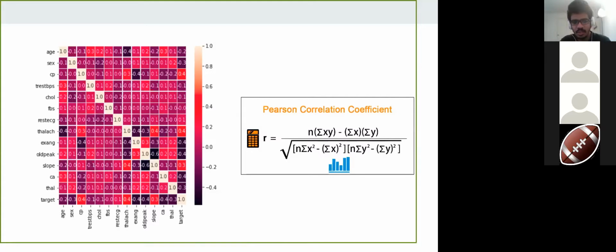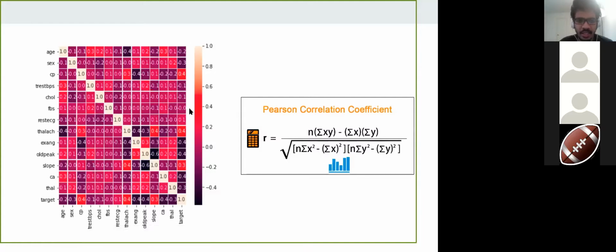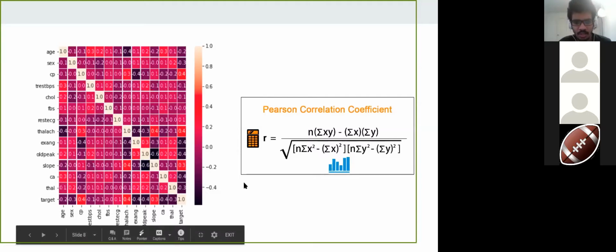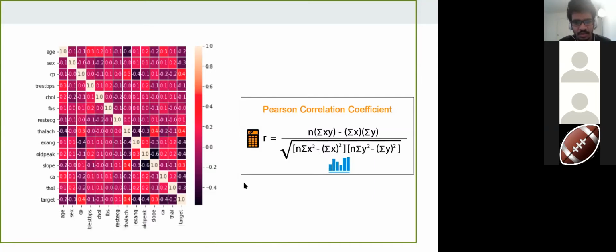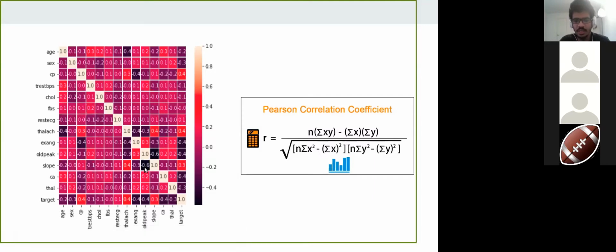So from this particular heat map, we can see that the darker ones would imply that they are negatively correlated, and the very faint light ones would imply that they are positively correlated. We can see that these two features, old peak and slope, have a high negative correlation, and it is apparently the highest. Other than that, there isn't much correlation between any other pairs of variables, right? Okay, so moving on.